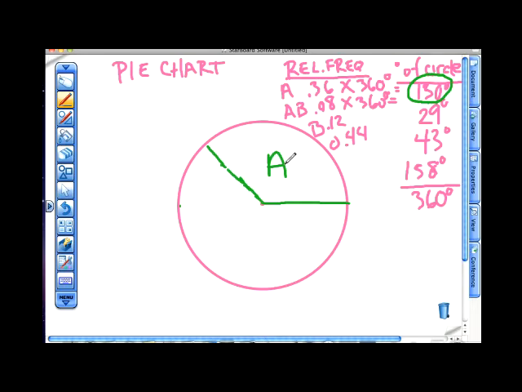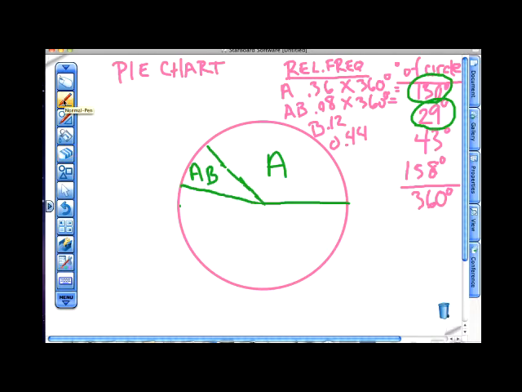Okay, and then do the same for the next category. We've got 29 degrees. So again, if we look at a quarter of the circle, from the line where we left off to like here, that would be about 90 degrees. And 29 is about a third of that. So something like that, and that would be our AB data. I'm going to go get my eraser, clean this up.